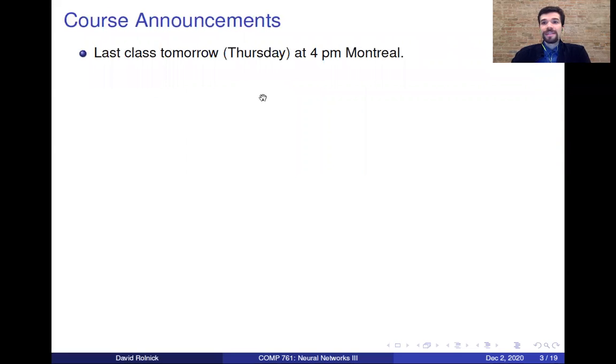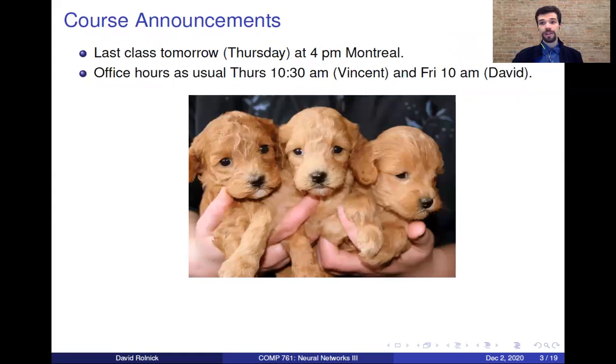Course announcements. The last class is tomorrow at 4 p.m. Montreal time. So normal time for class, not normal day, again, because there is a weird scheduling thing with McGill where tomorrow is on a Monday schedule. Office hours are at the usual time. They are not on a Monday schedule. Vincent has office hours tomorrow, and I have office hours on Friday.